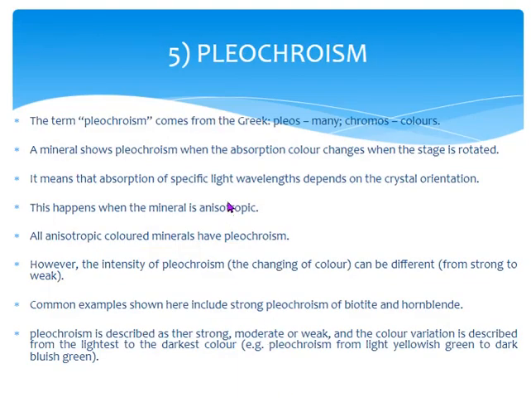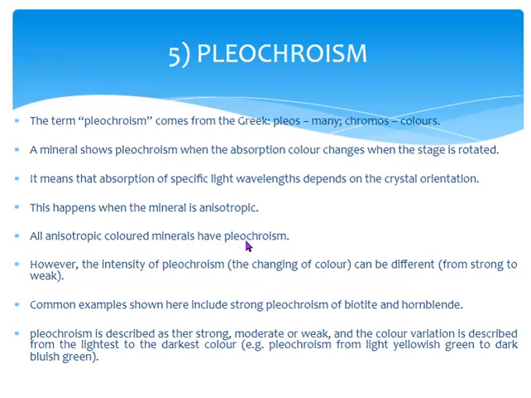So the next property is pleochroism. The term pleochroism comes from Greek pleos, that is many, and chromos, which means color. A mineral shows pleochroism when the absorption color changes as the stage is rotated. It means that absorption of specific light wavelengths depends on the crystal orientation. This happens when the mineral is anisotropic, and all anisotropic colored minerals have pleochroism.